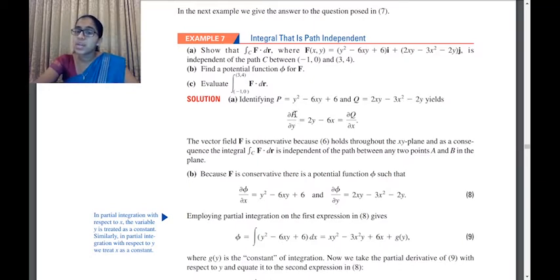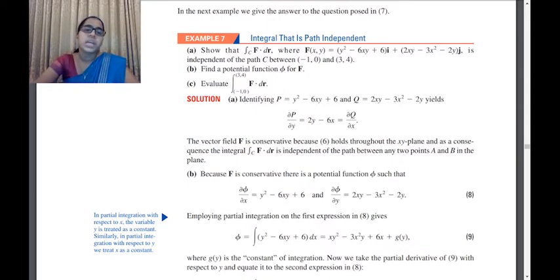So from this we get ∂P/∂y is equal to ∂Q/∂x, because both are 2y − 6x. So we can conclude that the vector field F is conservative using theorem 9.9.1. And since it is conservative, we can say that the integral is independent of the path using theorem 9.9.2, which we have proved before. So since the field is conservative, the integral is independent of the path.